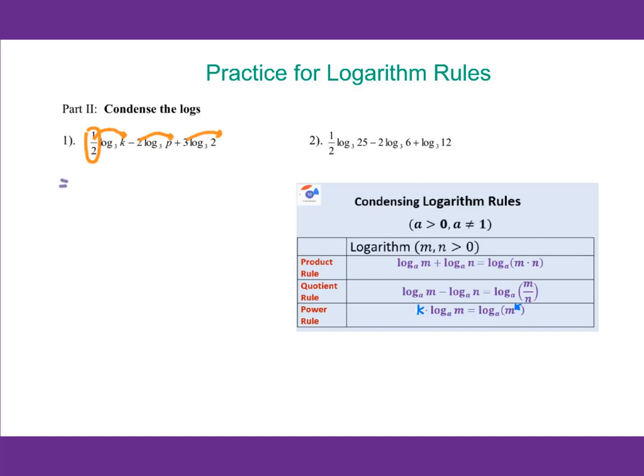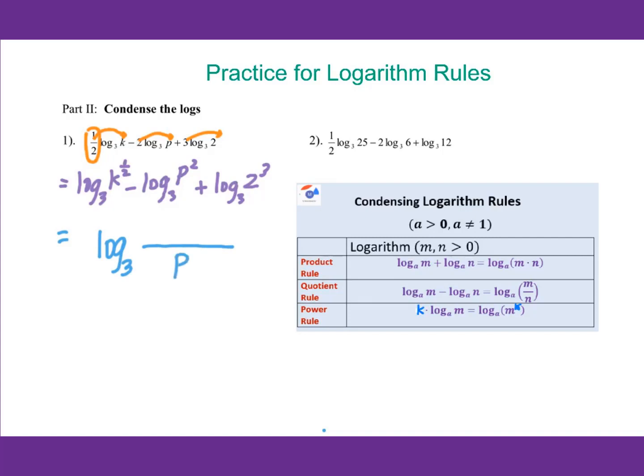Therefore, we got log base 3 of k to the 1/2 power minus log base 3 of p squared plus log base 3 of 2 to the third power. Then now we're condensing the log. You have one single log. Subtraction means division, so p squared goes to the denominator.